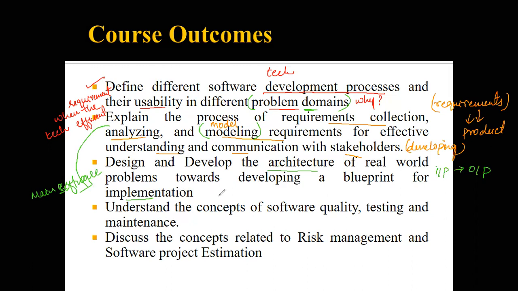Then the next one is understand the concept of software quality, testing and maintenance. This we have already studied within the objectives also. Then the next is discuss the concepts related to risk management and software project estimation. Now you might be wondering what can be a risk in developing the software. The risks can be in here.